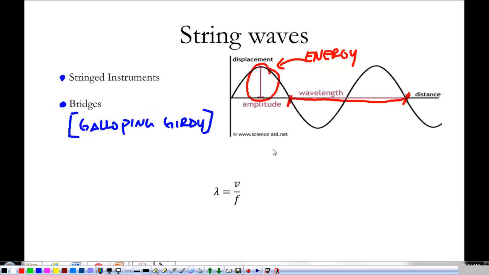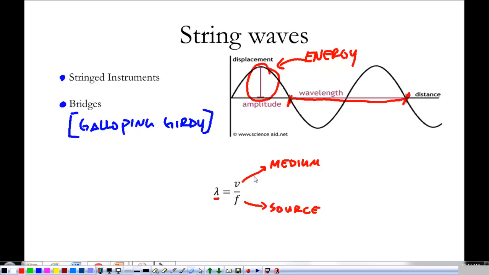Wavelength, again, length of the wave. And remember, the way that we're going to talk about this is it's the wavelength that depends on the velocity and the frequency. The velocity doesn't depend on anything but the medium, and the frequency doesn't depend on anything except for the source. Changing the velocity will not change the frequency, and changing the frequency will not change the velocity, but both of those things will affect the wavelength.